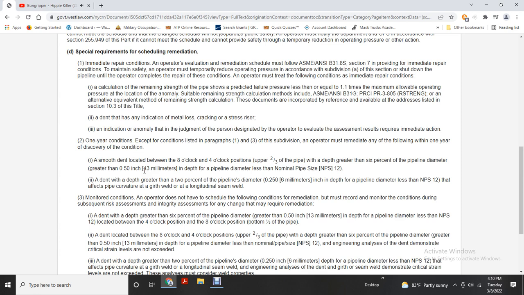One year condition. Except for the conditions listed in paragraphs 1 and 3 of the subdivision, the operator must remediate the following conditions within one year of discovery of the condition. A smooth dent located between the 8 o'clock and 4 o'clock position with a depth greater than 6% of the pipeline diameter, and a depth of the pipeline diameter less than nominal pipe size.